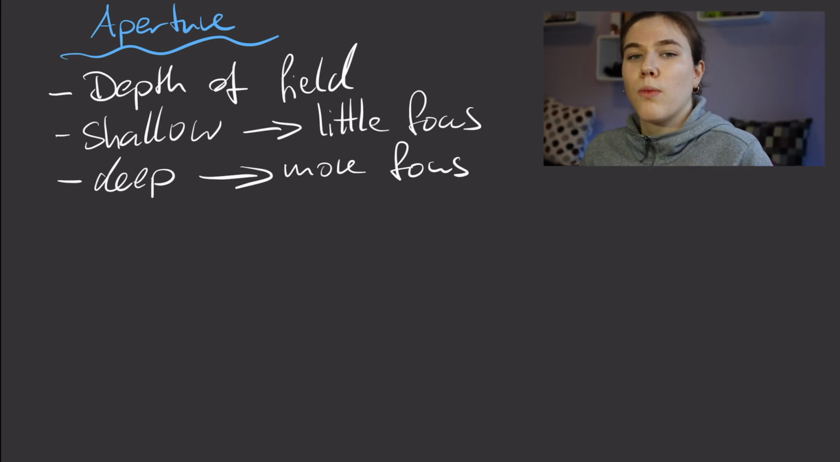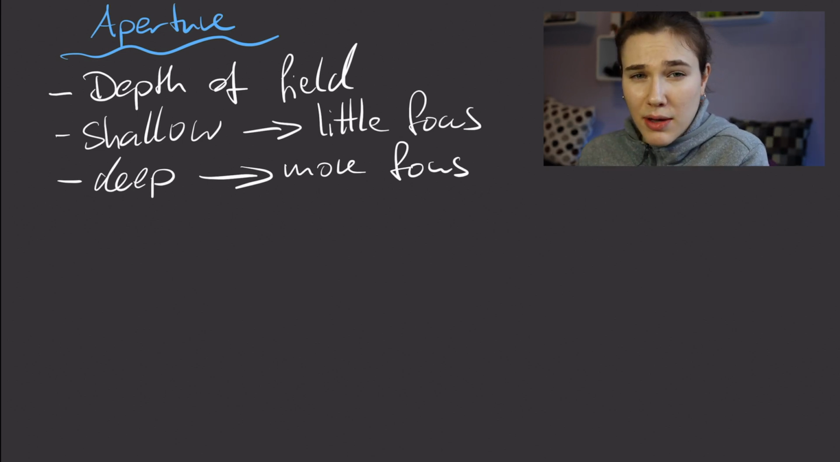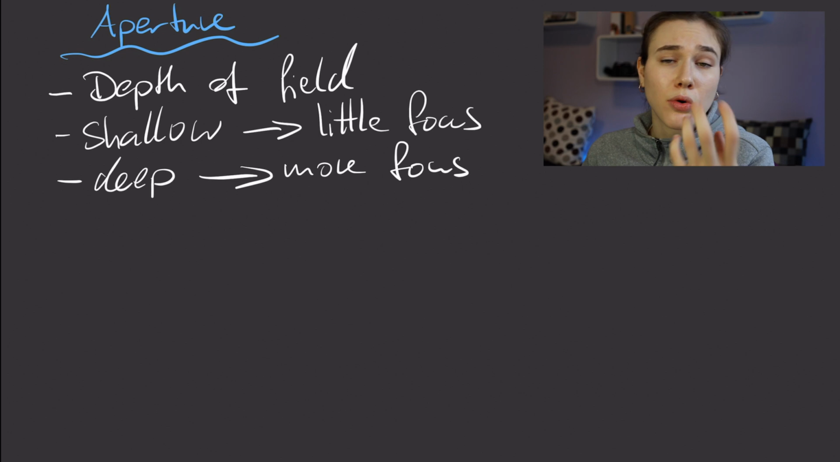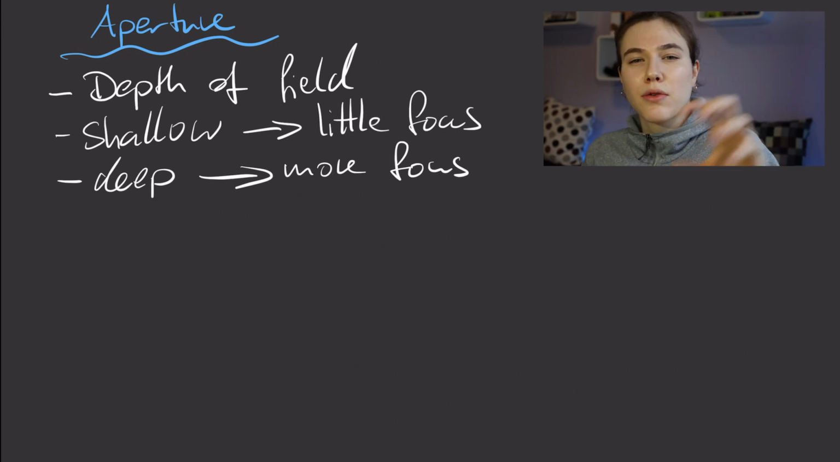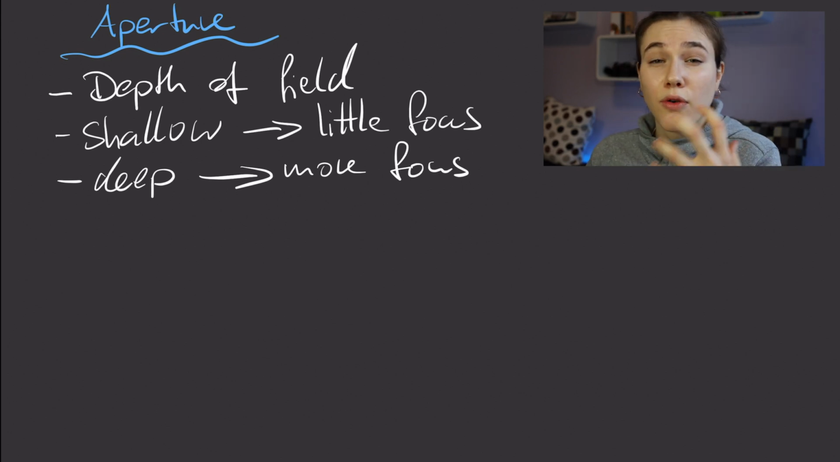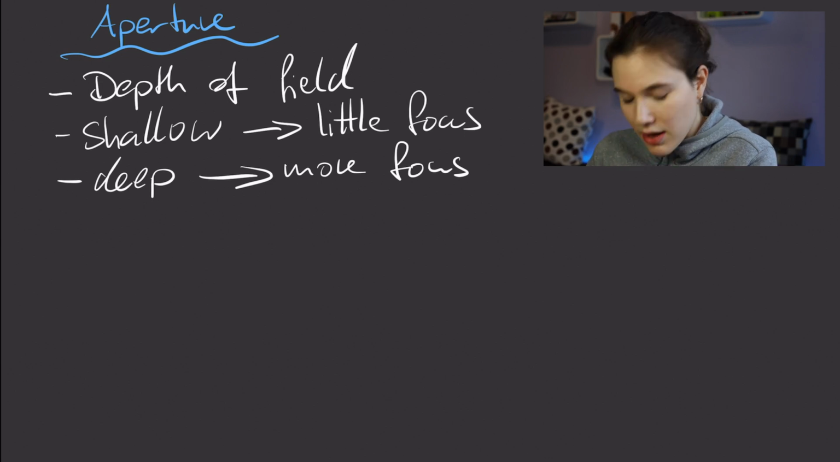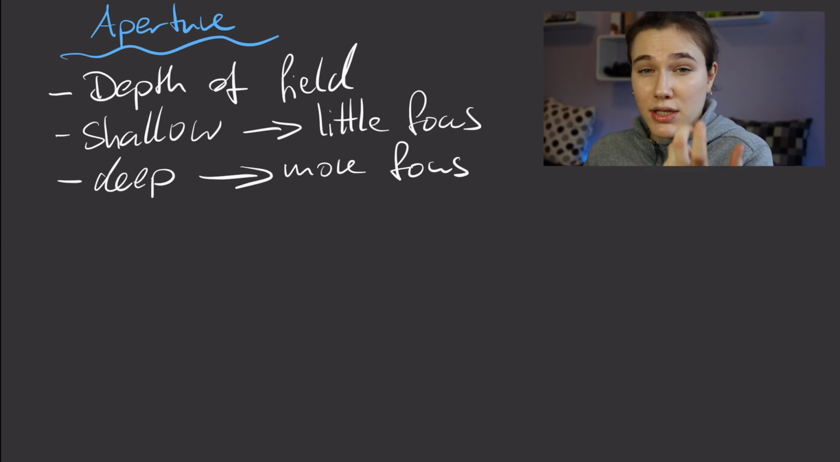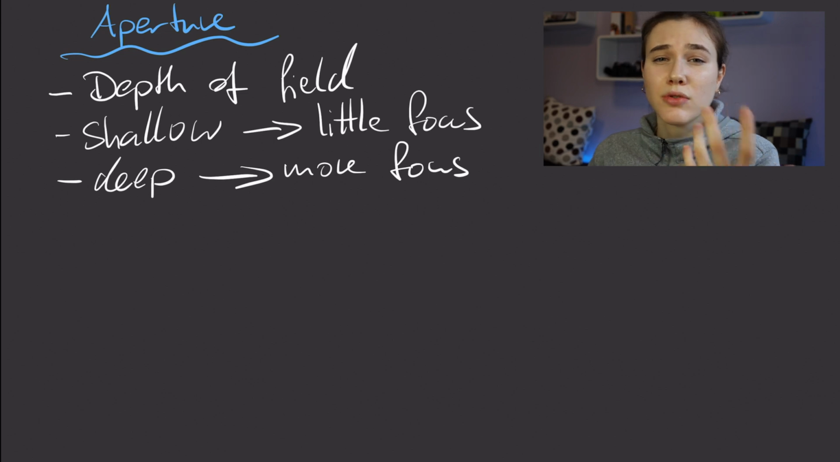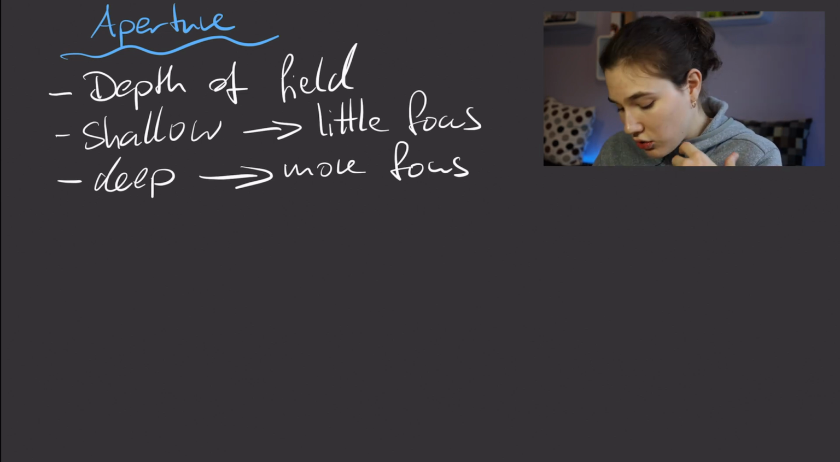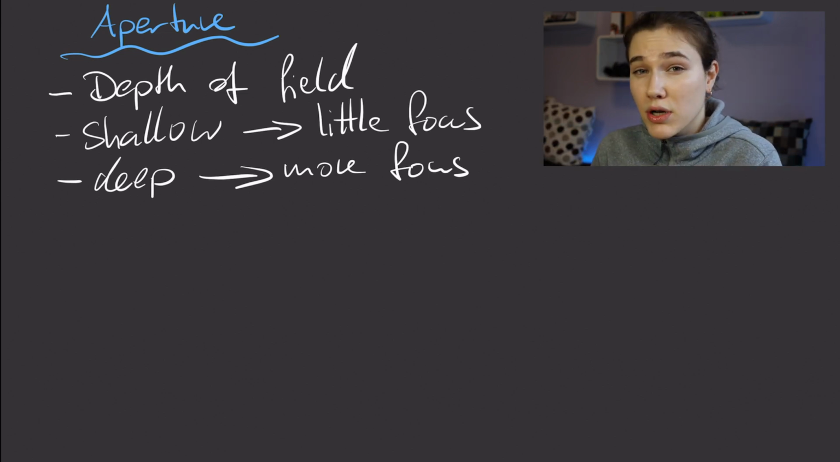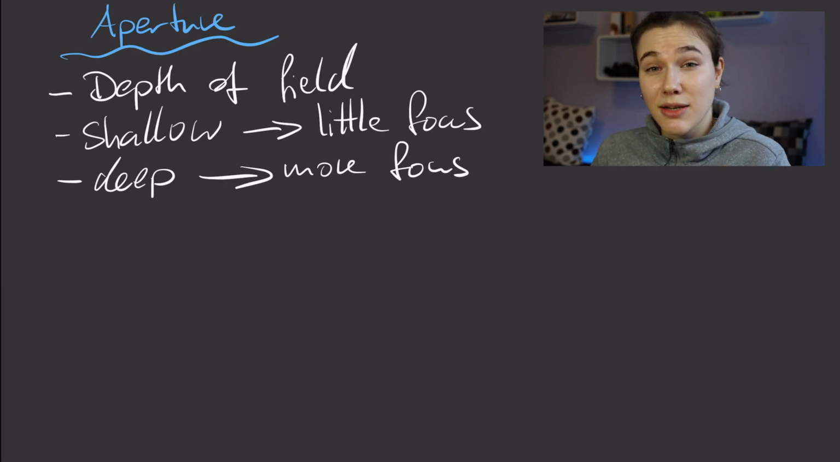Okay, so why would you want a shallow depth of field? Well, imagine you're shooting a portrait of someone and the background is a busy cityscape or a forest. You really only want their face to be in focus. You want them to stand out. And that's where using a shallow depth of field is going to be useful. On the other hand, if you're shooting a landscape, for example, you want the entire scene to be in focus, so you want to use a deep depth of field.